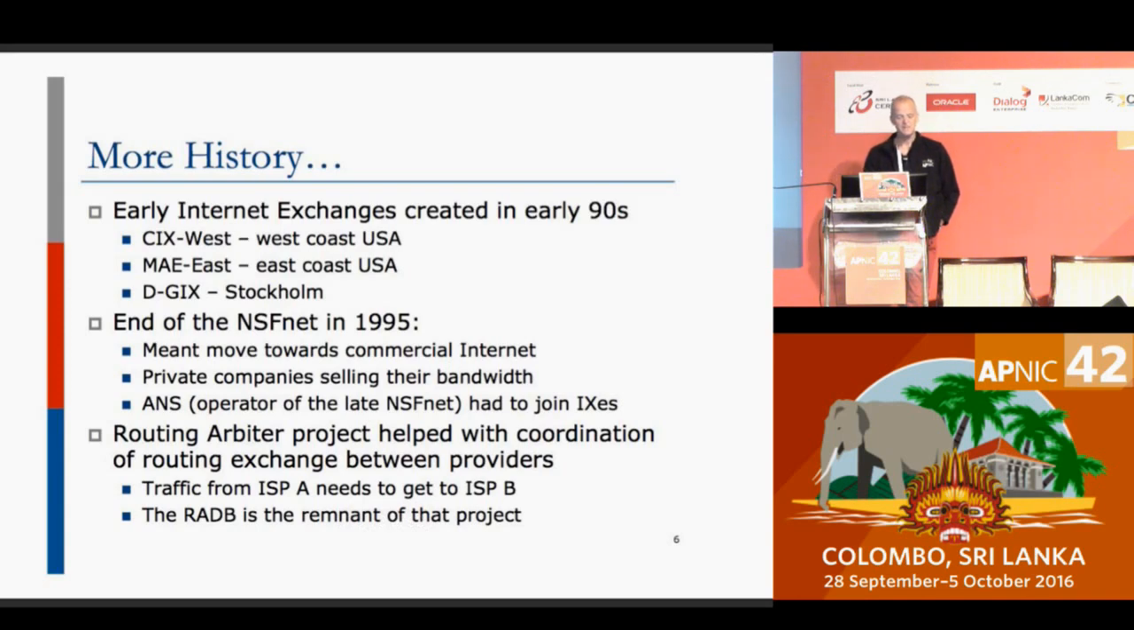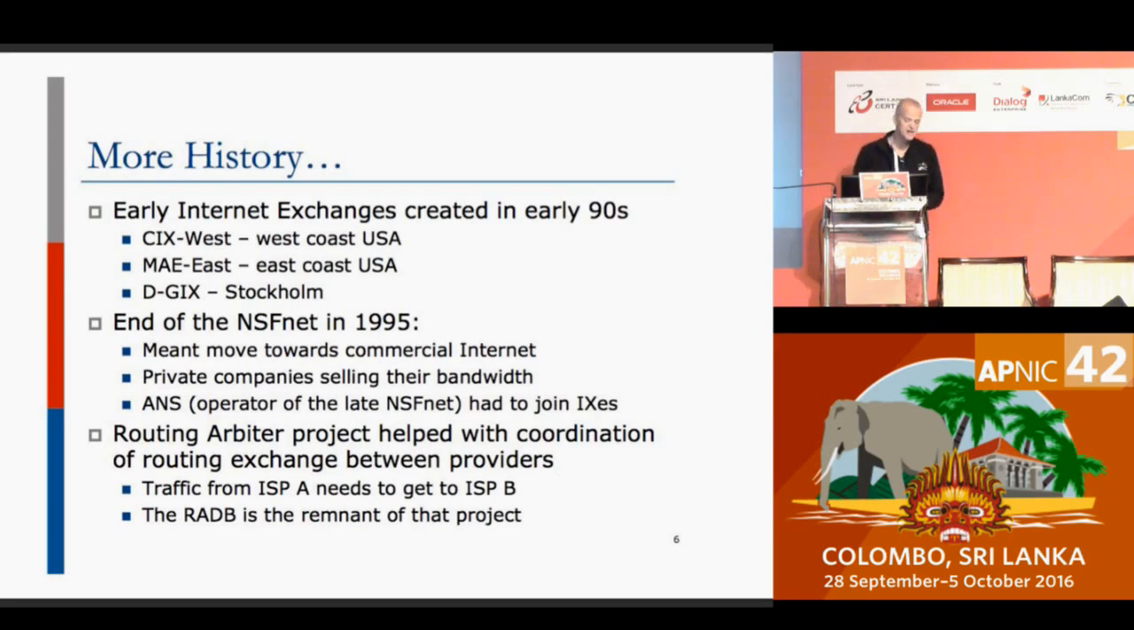Early exchanges, I mean, some of these names are long, long ago in history. KIX West, the West Coast of the US, MAE East, and of course DGIX in Stockholm were the early ones that I remember. The NSFNet ended in 1995. That really introduced the commercial internet to all of us. More and more private companies were selling bandwidth. ANSNet was the operator of the late NSFNet, and they were kind of forced to join the IXs as you had the separation between academic access and the commercial internet.